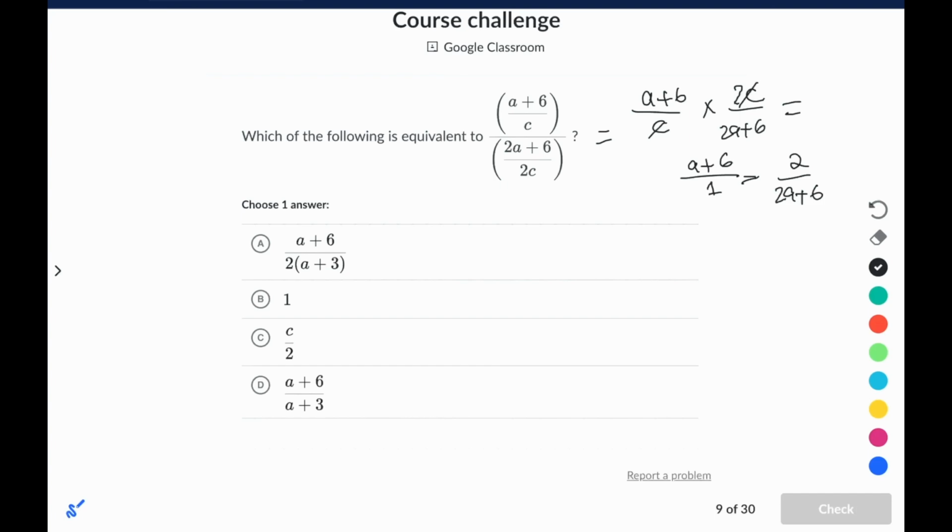And now what we can do, we can cross multiply. So multiply this by that and this by that maybe. But does that give us anything?